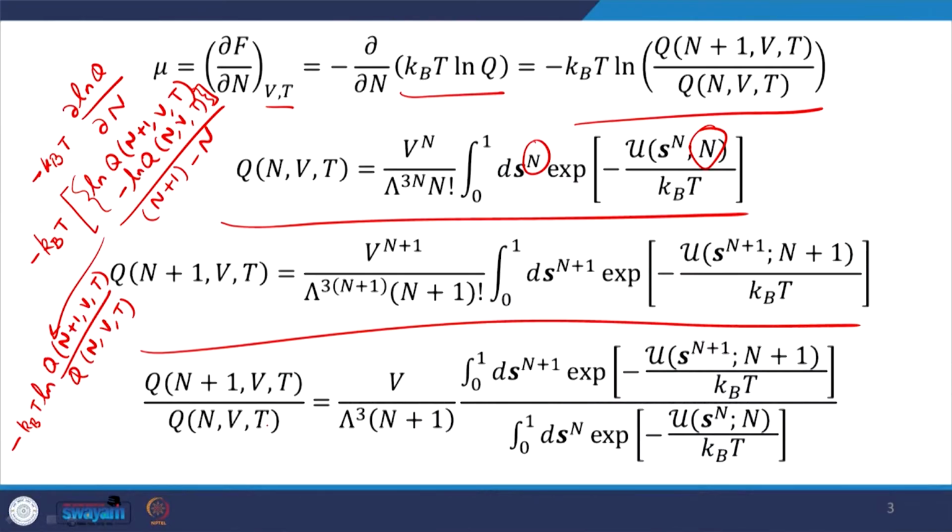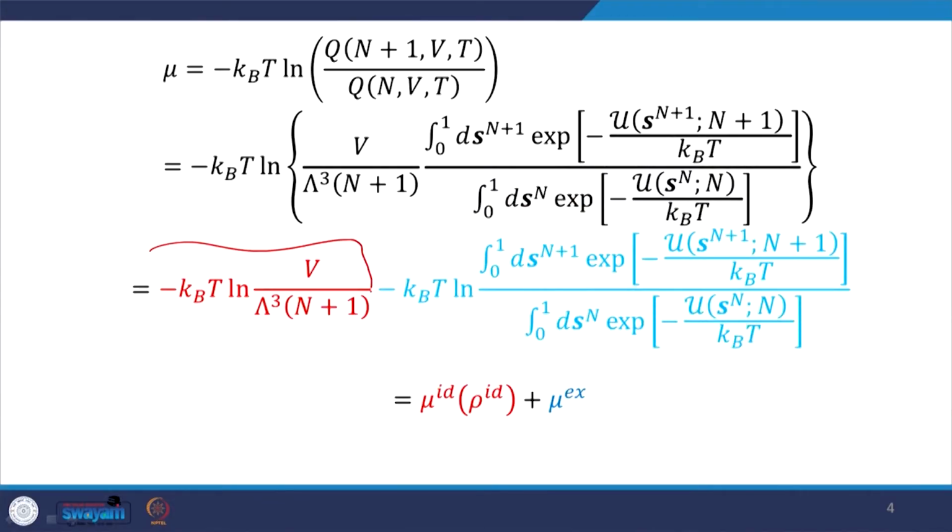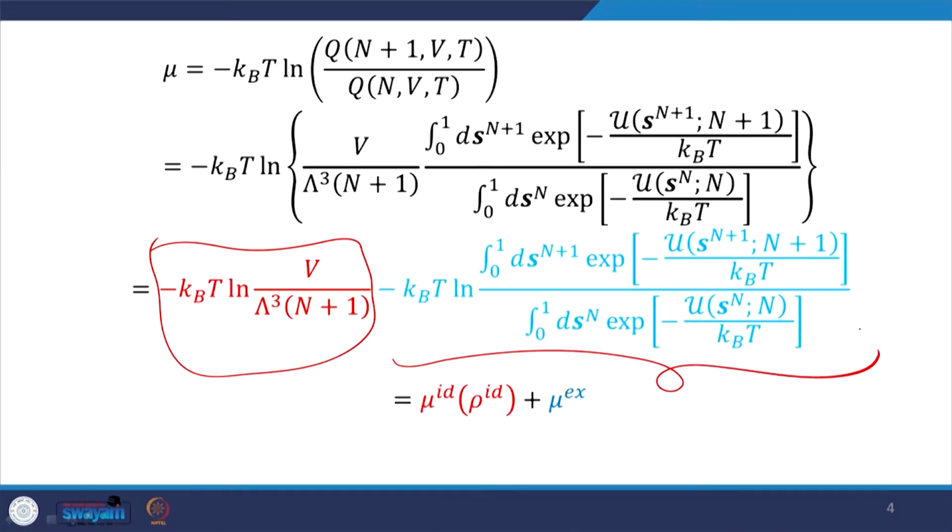So now if I take the ratio of these two that is required in here, we get something like this, that is basically having a prefactor multiplied with the ratio of two integrals, one for the case of n plus 1 and one for the case of n. So now we can further simplify this. The first part of this, as you may expect, that is coming from the prefactor, becomes the chemical potential of the ideal gas, and the second bit of it, that is the part containing the energies, becomes the excess chemical potential, just like what you had for the excess free energy.